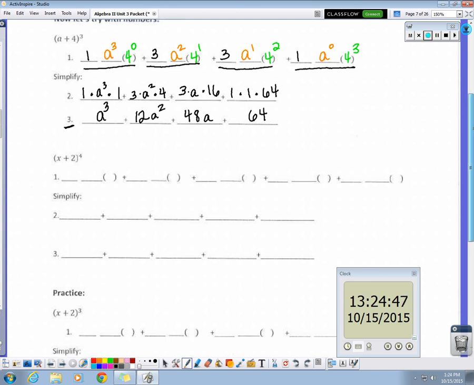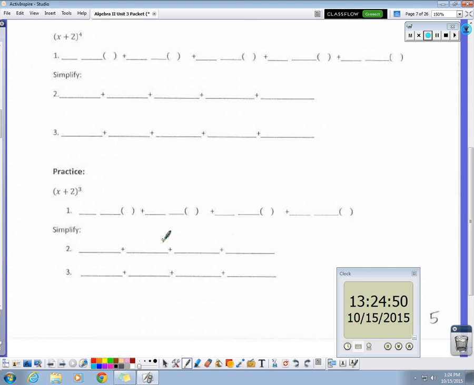Okay, next problem then. X plus 2 to the 4th power. Since it's to the 4th power, what are our coefficients going to be? Right, 1, 4, 6, 4, 1. Now remember, guys, if you don't want to keep looking back in your packet at the triangle, I gave you that sheet yesterday with a triangle on the back. If you were here yesterday, you got a sheet with a triangle on the back filled in. If you weren't here yesterday, you can just flip back in your packet and look at it.